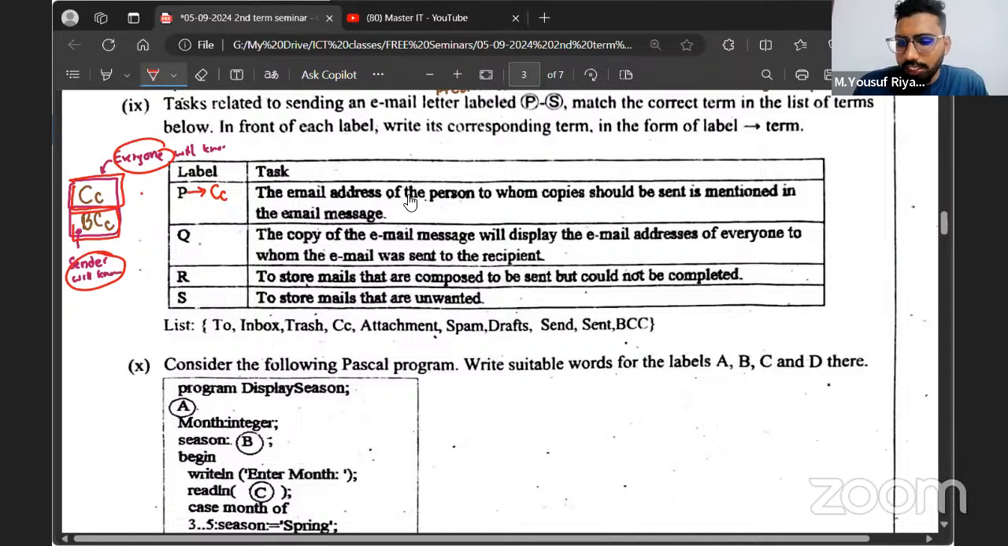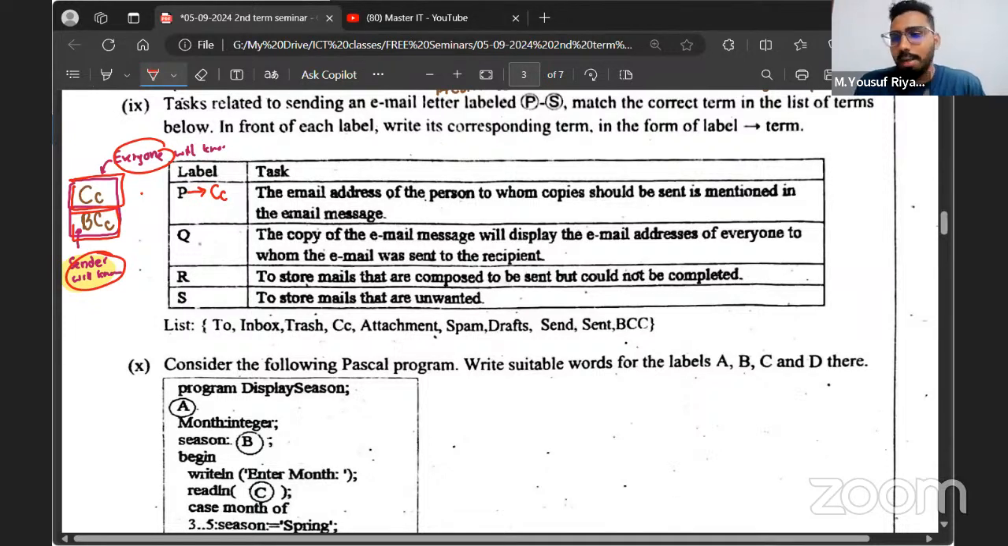Can BCC see BCC? Are you failed in English? When I say only the sender can see, does that mean the other BCC can see? What a question. There was an MCQ regarding this in the term paper. I can't remember. There were two questions. What does only the sender can see BCC mean?